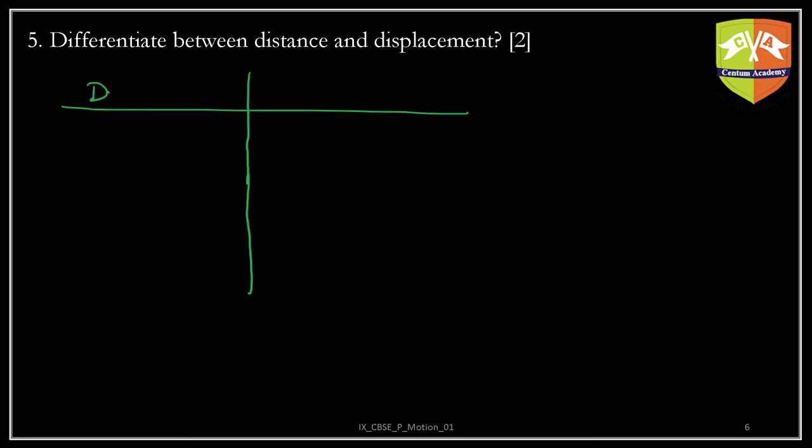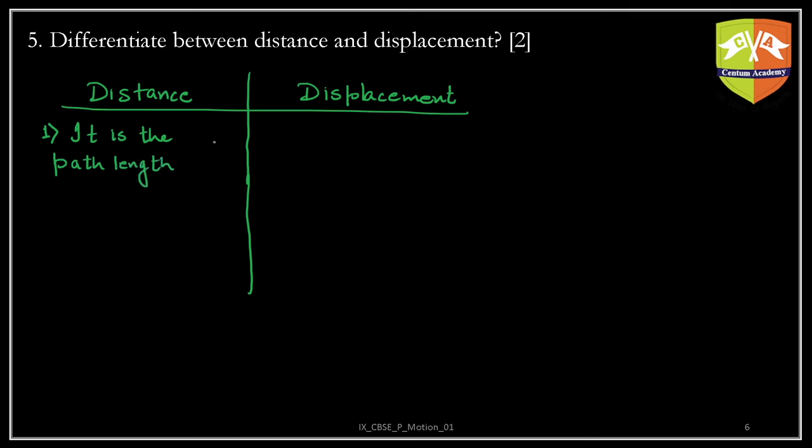And here you can write distance. So we are going to write the points related to distance here, and here displacement. Okay, so let's begin. So what is the first quantity? First point should be related to definition. So you write distance is the actual path length between starting and end points. Okay, this is the first point.